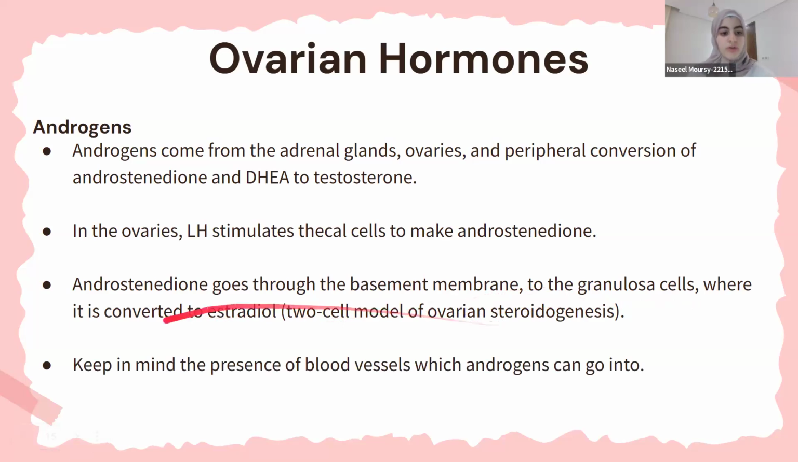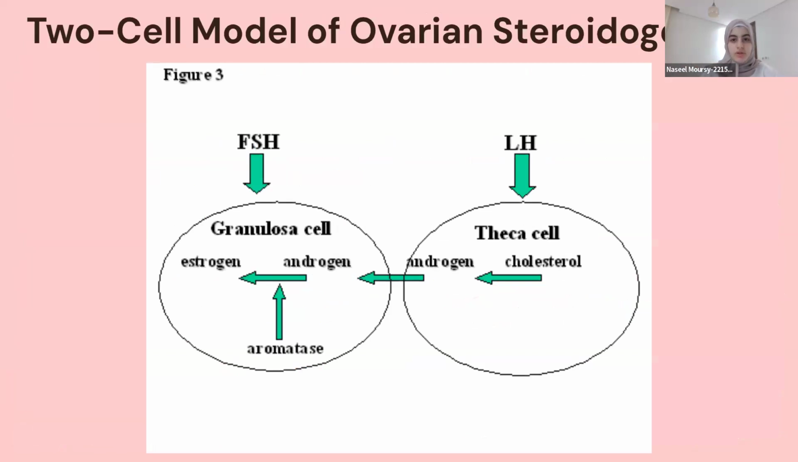Finally, keep in mind that we have blood vessels around the ovaries and all these granulosa cells and thecal cells, in which the androgens can go into. So it's not that the androgen is strictly within the follicle. No, it can leak out. So, the two-cell model of ovarian steroidogenesis. Steroidogenesis means synthesis of androgens, estrogen, and progesterone hormones, basically.